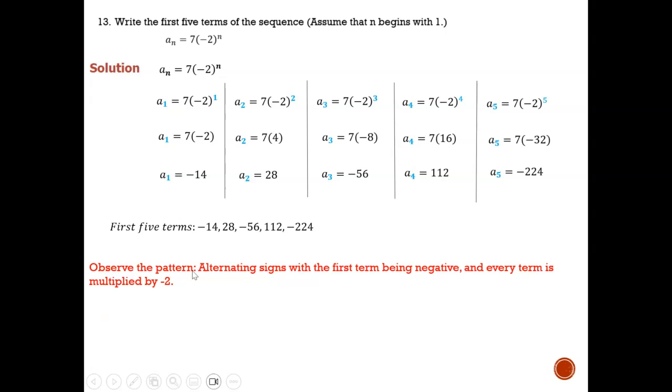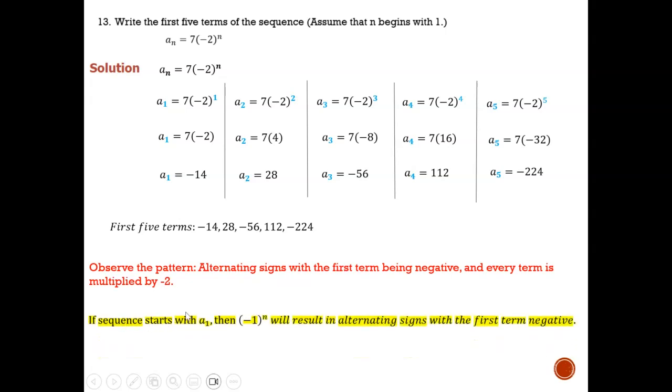Observe the pattern: alternating signs with the first term being negative, and every term is multiplied by negative 2. If the sequence starts with A1, then parentheses negative 1 to the nth power will result in alternating signs with the first term being negative. If it starts with negative, and it's A1, it's going to be negative, positive, negative, positive. That's what this, highlighted in yellow, is trying to explain.